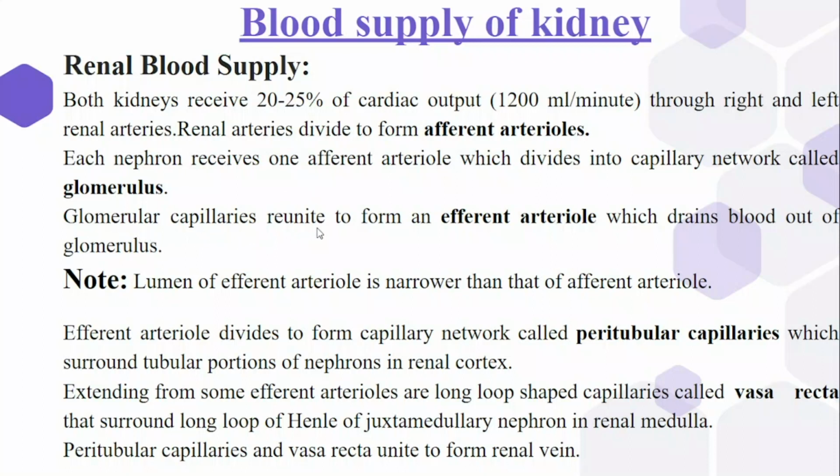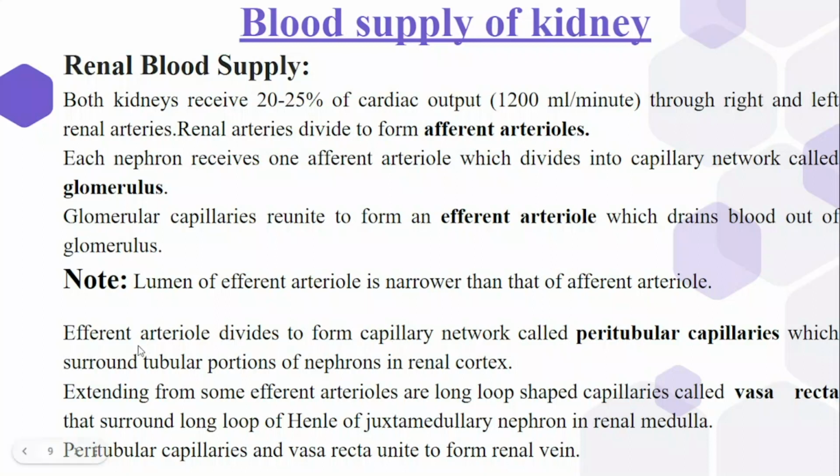Glomerular capillaries reunite to form the efferent arterioles, which drain blood out of the glomerulus, right? Here the efferent arteriole drains blood out of the glomerulus. Clear? Note, the lumen of the efferent arteriole is narrower. It means the diameter of your efferent arteriole lumen is narrower than that of the afferent arteriole.